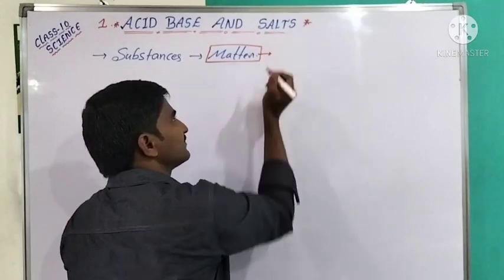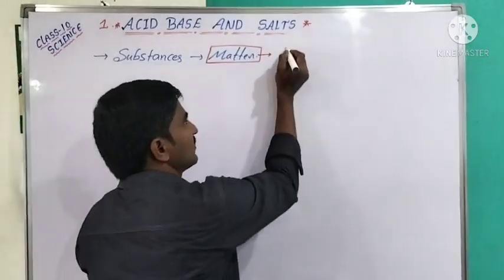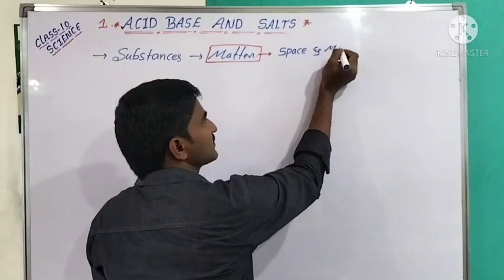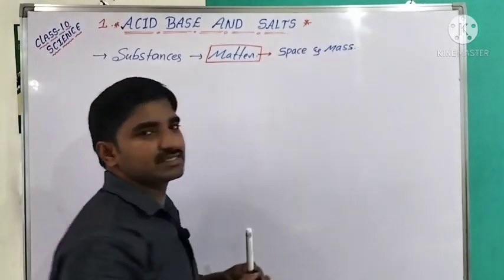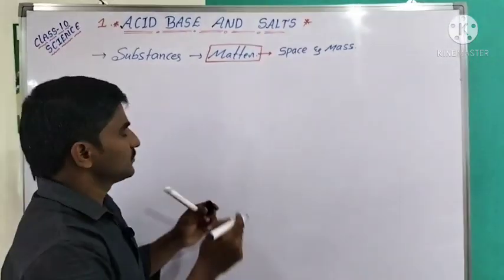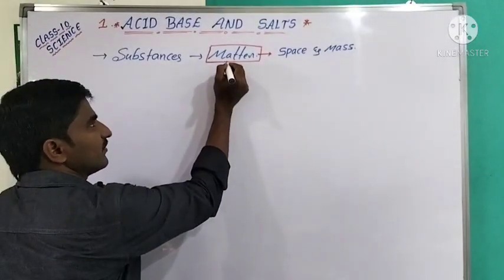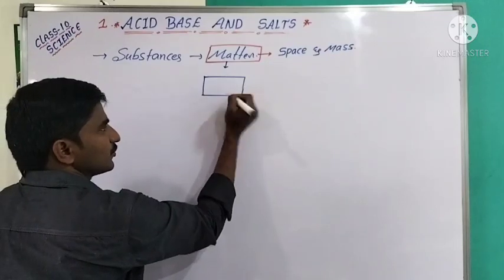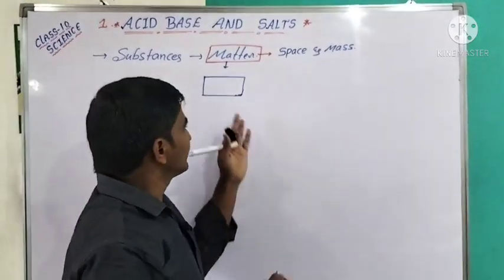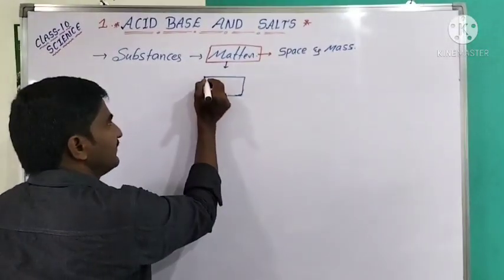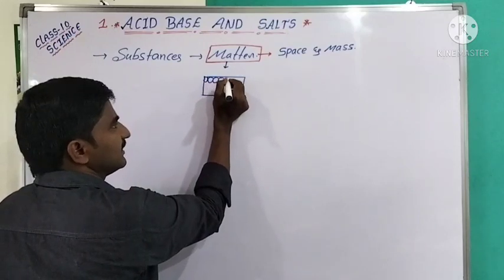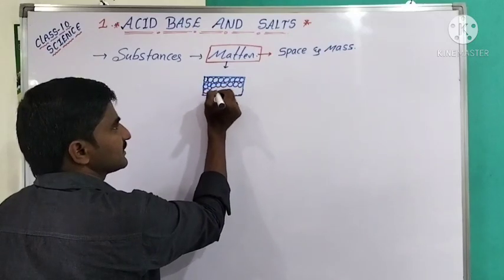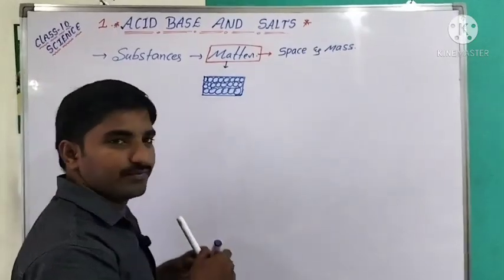So the meaning of matter is: it occupies space and has mass. Anything which occupies space and contains mass is matter. For example, if you take an ice cube, an iron rod, a marker or a board, each and everything is made up of the smallest particles. The matter consists of the smallest particles.